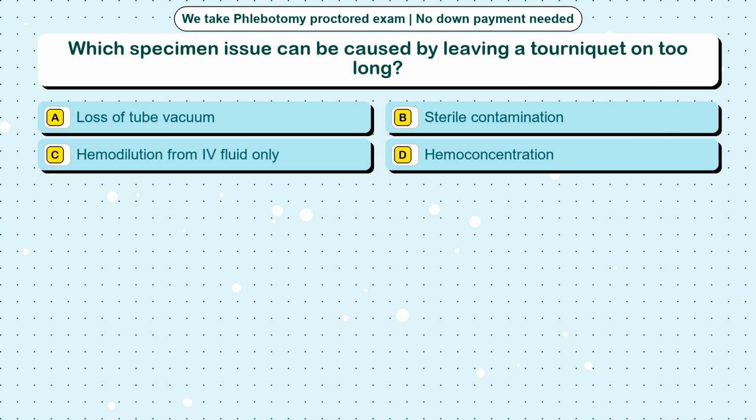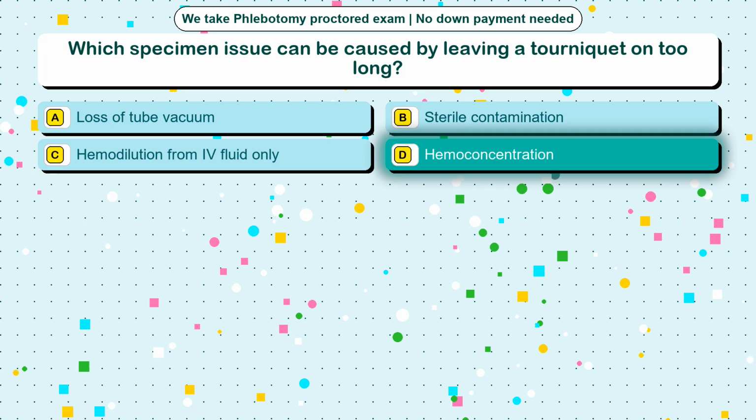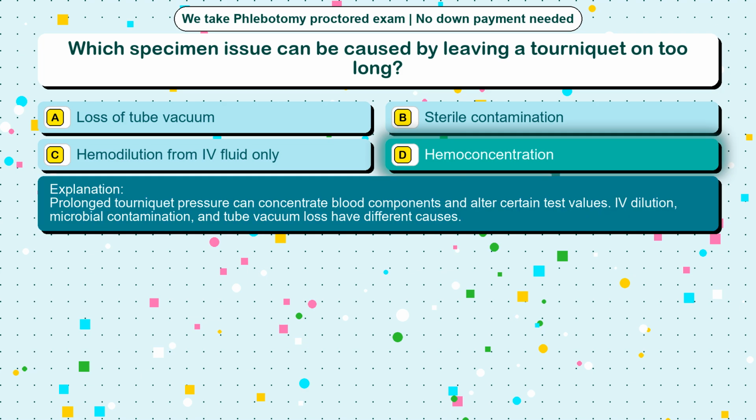Question 61. Which specimen issue can be caused by leaving a tourniquet on too long? Option A, the loss of tube vacuum. Option B, sterile contamination. Option C, hemodilution from IV fluid only. Option D, hemoconcentration. The correct answer is option D, hemoconcentration. Prolonged tourniquet pressure can concentrate blood components and alter certain test values. Dilution, microbial contamination, and tube vacuum loss have different causes.